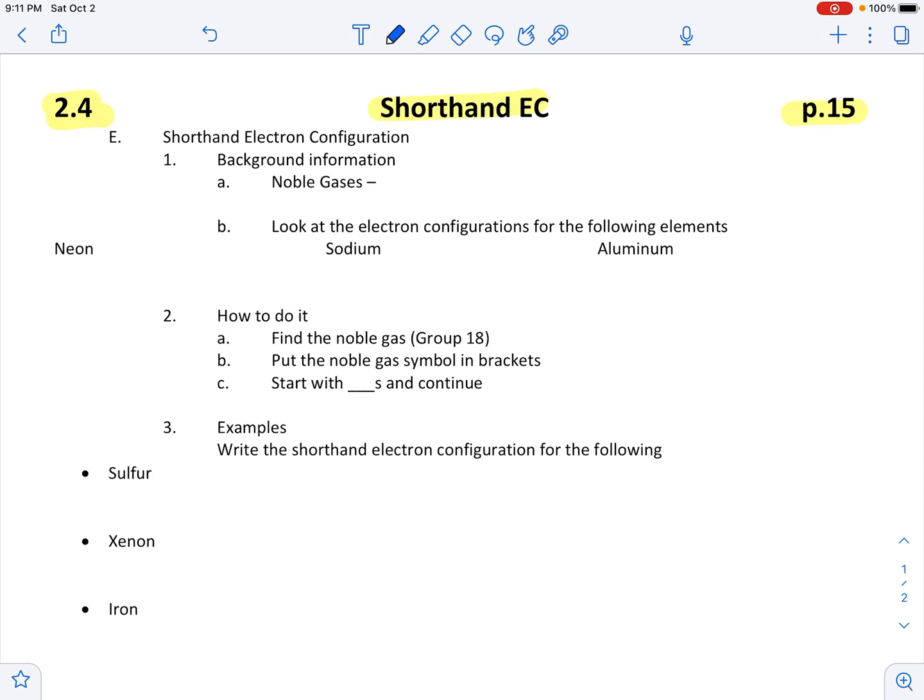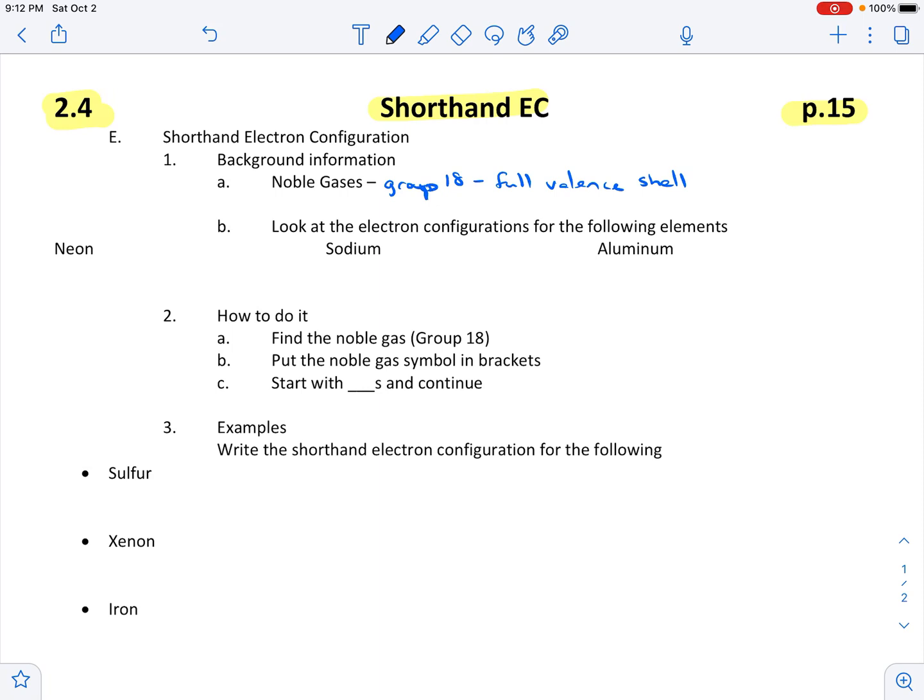All right, so we're going to start with shorthand electron configuration, and we're going to start with a definition of noble gases. So our noble gases are group 18. But we also want a definition. Why are they called noble gases? We'll get more into this later, but they have a full valence shell. A full valence shell means that the outer energy level of the element is full, so no more electrons can be placed in it. So that's something to remember for later.